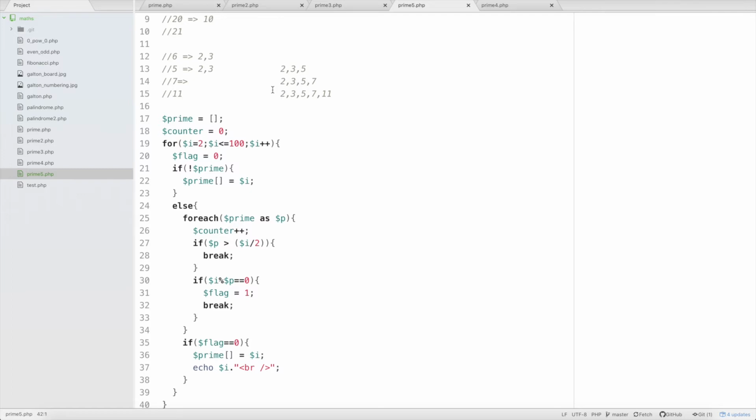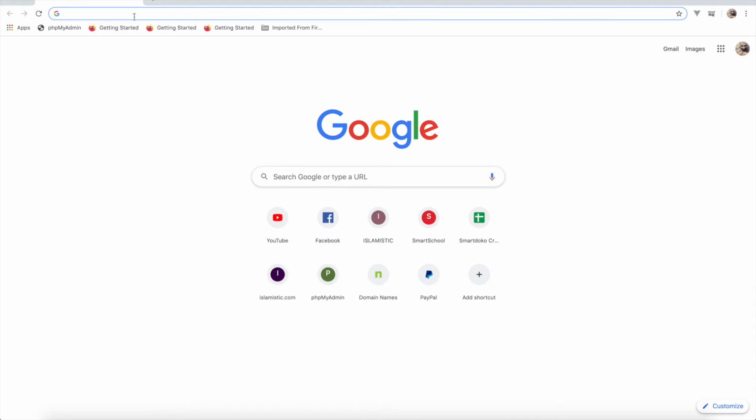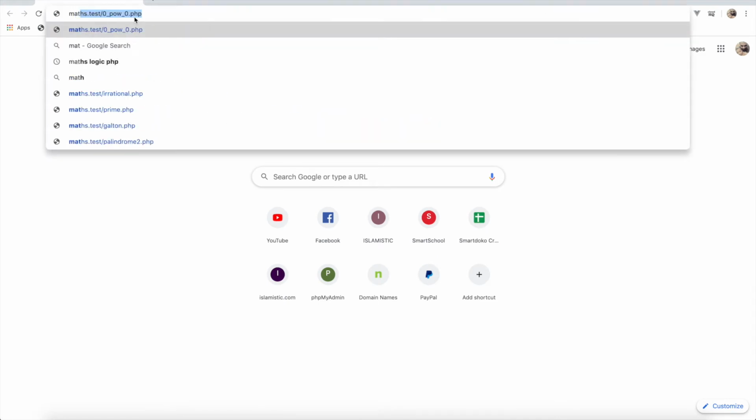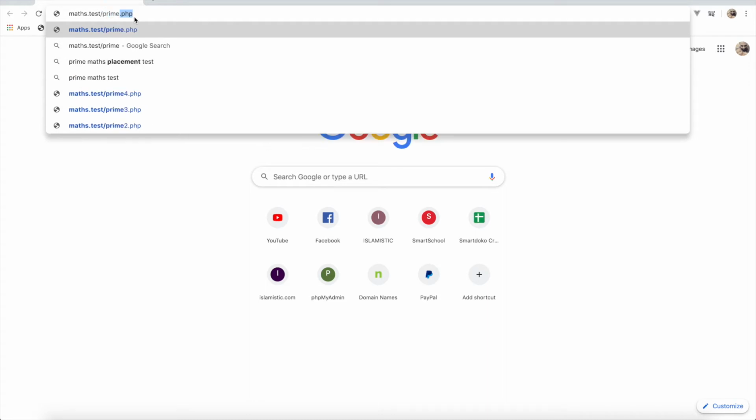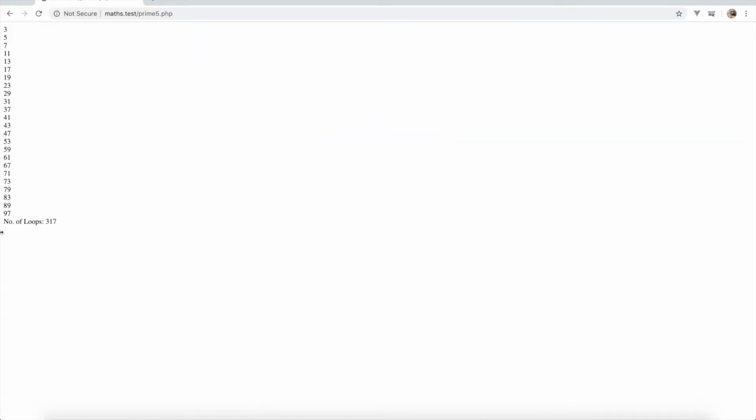But today we want to reduce the number of loops more and try to make our code more efficient. So let's go back to see what we did in prime4. I just copied everything from prime4 to prime5. So let's check the number of loops in prime5. We can see the number of loops is 317 to print out all of the prime numbers from 1 to 100. Let's see if we can reduce this more.